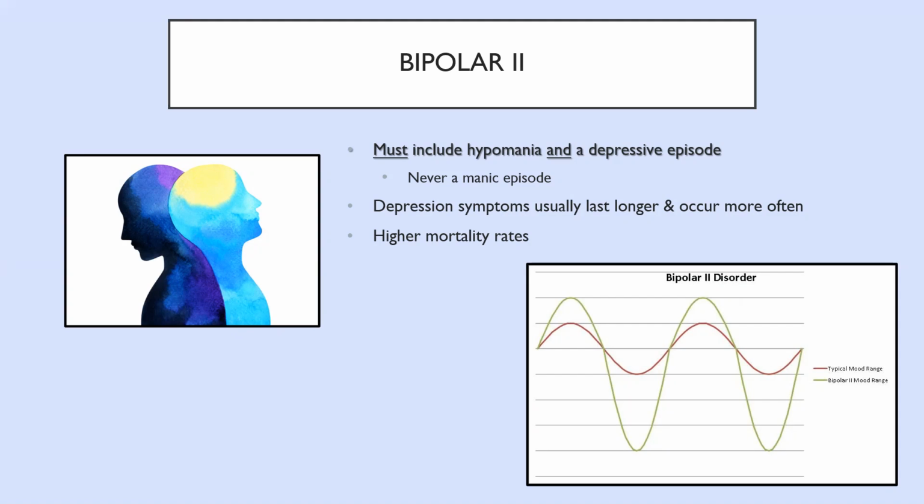And again, we have this graph here with the red indicating a typical mood range. The green line is bipolar 2, and it doesn't go up quite as high as that last graph. It's only going up to a hypomanic episode, but then it still falls all the way down to that depressive episode and cycles back and forth. So bipolar 2, you have to have hypomania and you have to have a depressive episode. Manic episode, bipolar 1. So I might ask you a question about that on the exam and make sure you understand the difference between the two.